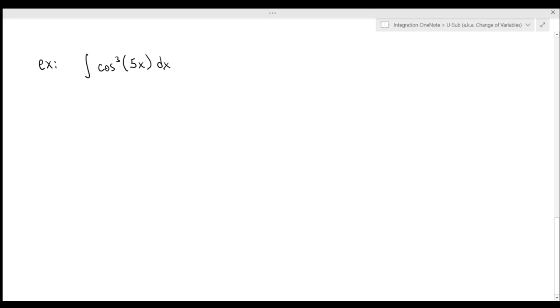So here I have this example. It's the integral of cosine cubed. So if we were to try to choose something for u right now, there's maybe not that much to go with. If you were to try to choose u to be cosine, for instance, your du would then involve a sine.